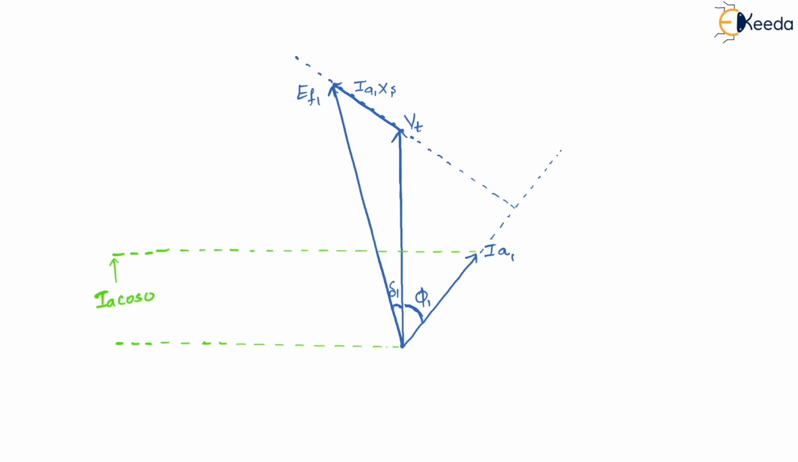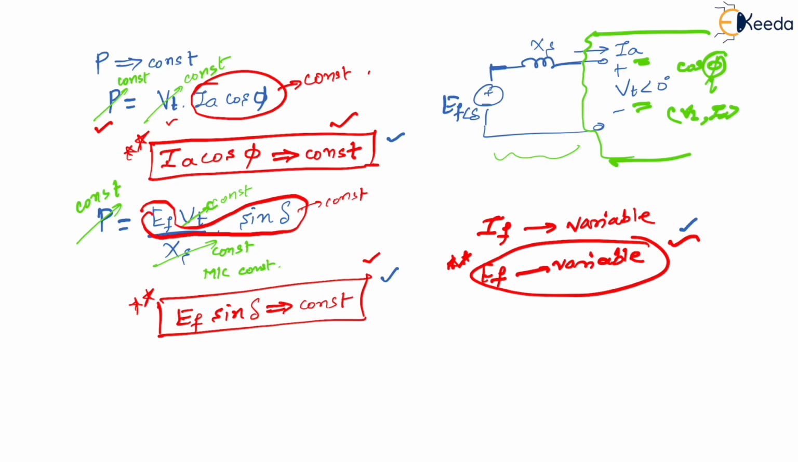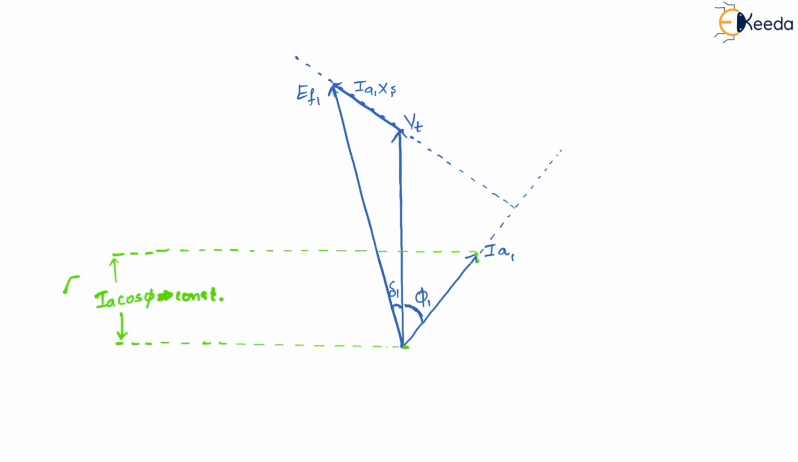Think from your geometry basics. IA cos phi will be here or not? Yes or no? So now my IA cos phi is definitely constant. Yes or no? So let me consider it as constant. Correct? No problem. Done. Now next thing. This one is drawn. Next is my EF sine delta, which is constant. Yes or no? EF sine delta is constant.